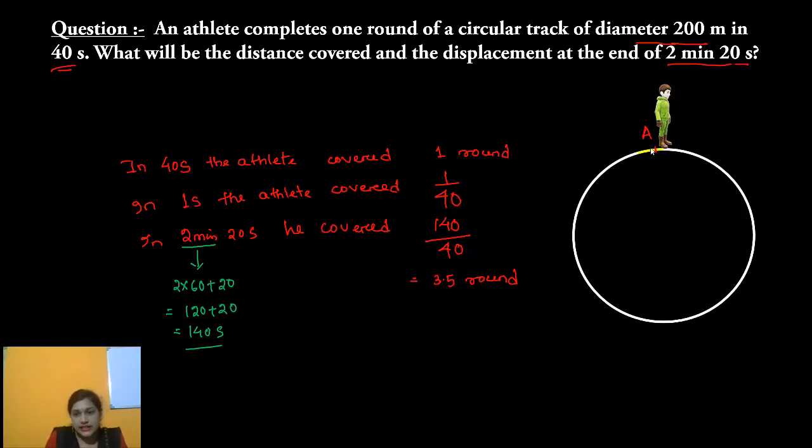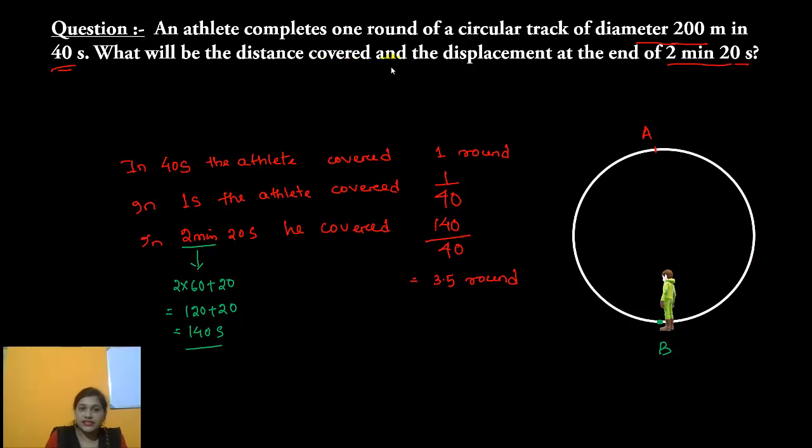Okay, so this is his initial position, and he will complete 3.5 rounds. You can see here, this is one round, and this is 2 rounds, and again this is 3 and a half. So you can easily see here, this point is his final point. This is his initial point, and this is the final point. So see, 3.5 rounds he has covered.